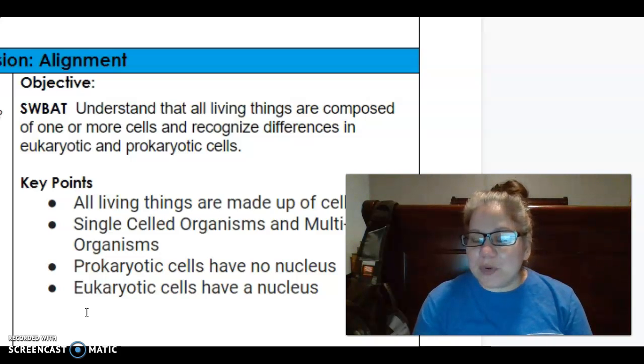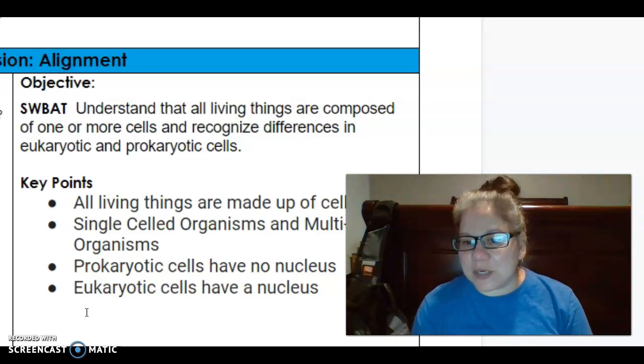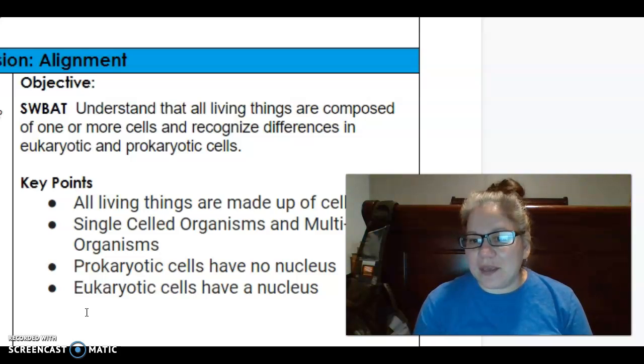So the key points that we're going to be going over are, of course, I'm going to stamp this again because this is the most important part of the lesson, is that all living things are made up of cells. And yes, bacteria is a living thing. Single cell organisms and multi-celled organisms are considered living things. We know that prokaryotic cells have no nucleus and eukaryotic cells have a nucleus.